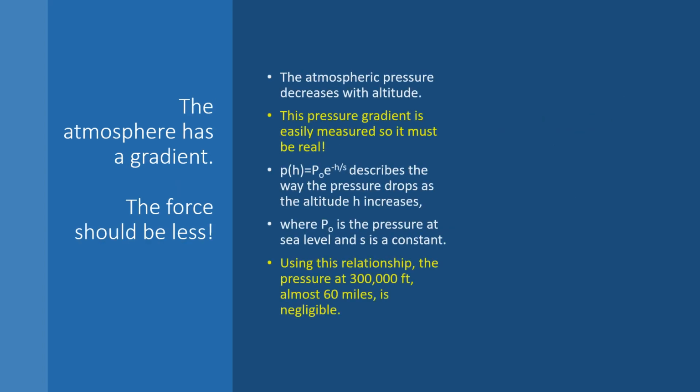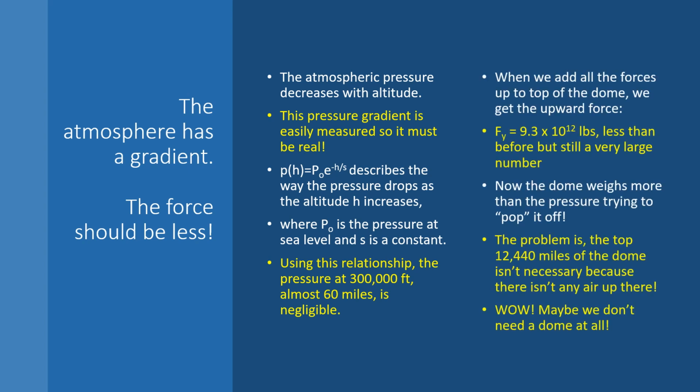We know the atmosphere has a gradient, so the force should be less because the atmospheric pressure decreases with altitude. This pressure gradient is easily measured, so it must be real. There is an exponential decrease in pressure as the altitude increases. Using this relationship, the pressure at 300,000 feet, almost 60 miles up, is negligible. When we add all the pressure forces up to the top of the dome, we get the total upward force of 9.3 times 10 to the 12 pounds. This is less than before but still a very large number.